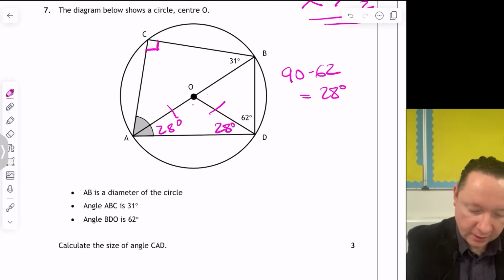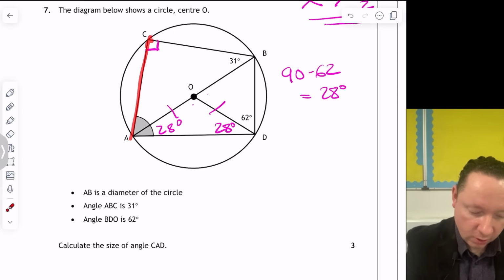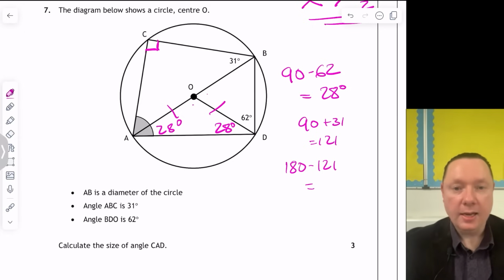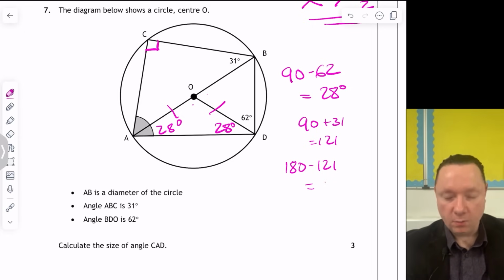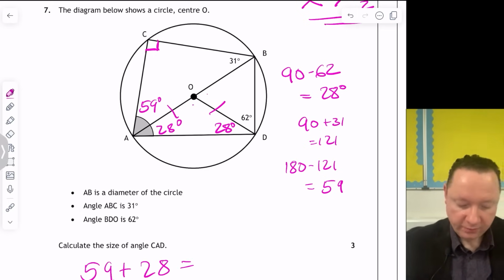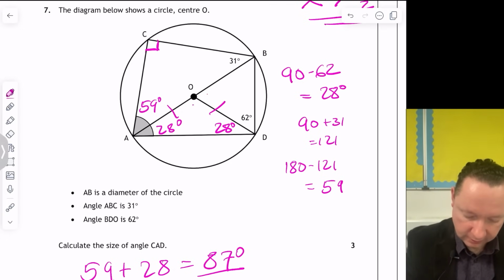I could work out this and this and this, but I don't really need to because I'm close to the end here. I've got this right angle triangle, and the angles in a triangle add up to 180. So I can just do 90 plus 31, which is 121. 180 minus 121 is 59. So I get 59 on this side. And now we've got the answer, 59 plus 28 is 87 degrees, and we're done there.